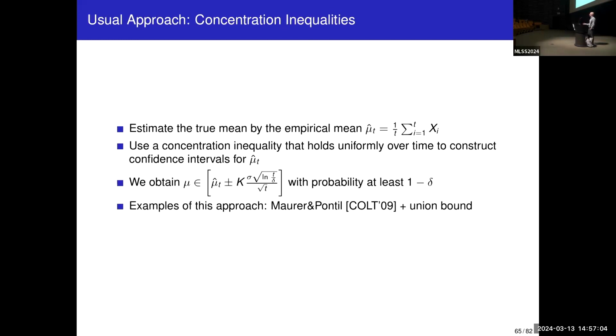Now, what's the classic approach? The classic approach is that you take an average of the random variables, you use a concentration inequality, and you use a union bound to have uniformity. For example, you use Maurer and Pontil, and you get that the true mean is the estimated mean plus or minus something that goes as sigma over square root of t with high probability. Okay, this is a classic result. Everything is optimal here, apart from some log factors, everything is known.